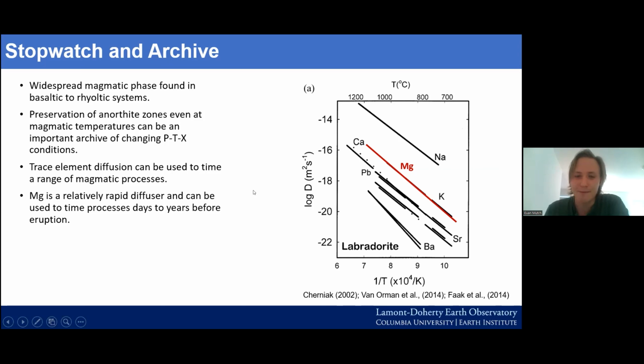And so in the case of magnesium, which we're really going to be focusing on here, this is one of the faster elements that diffuses in plagioclase, and it actually has a similar diffusivity to, say, iron-magnesium interdiffusion in olivine. So this means it can be used to constrain timescales of processes on the order of days to maybe even years or decades before eruption.